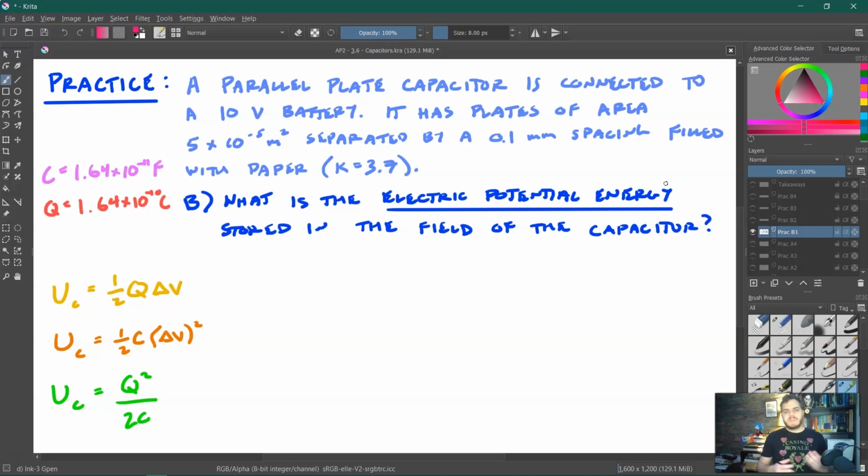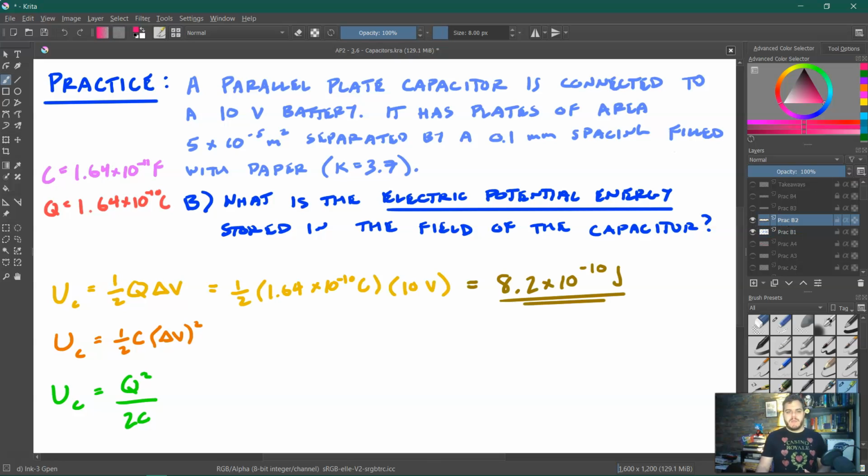Now, if we want to know how much electric potential energy was stored in the field of the capacitor, I already solved for the capacitance, 1.64 times 10 to the negative 11 farads, and the charge on each plate, 1.64 times 10 to the negative 10 coulombs, and the voltage, once again, is 10 volts. We can use any of these three equations, and we should get the same answer: either 1/2 Q delta V, 1/2 C times delta V squared, or 1/2 Q squared over C, or Q squared over 2C.